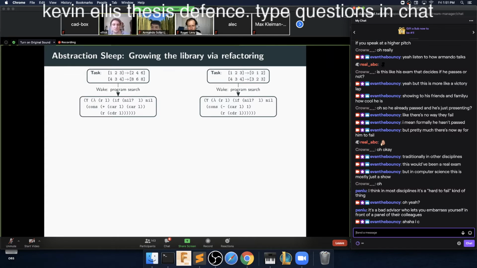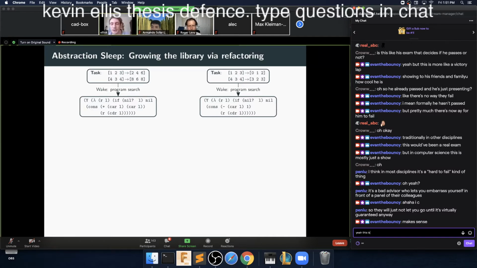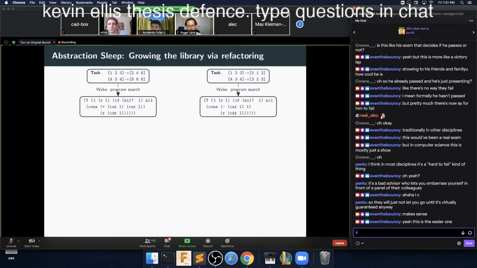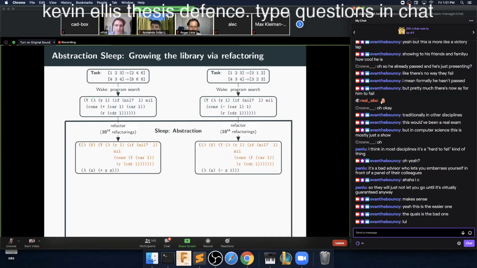Now, if you have a function called map, which can apply the same function to a list of numbers, then solving these problems is very easy. You can just say map some procedure across the whole list. But if you don't, then expressing solutions to these problems is very challenging. So I've expressed here solutions which the system finds during waking for each of these problems, and they're very long and very cryptic looking.